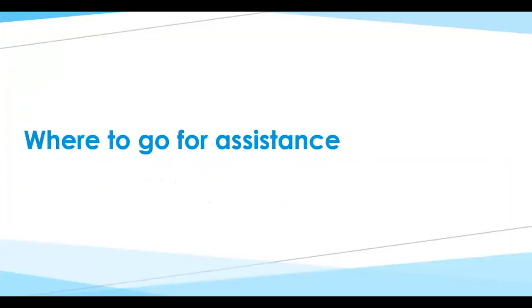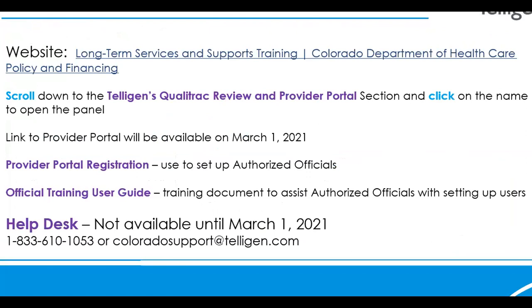And that really completes everything that I wanted to walk you through with our system. Again, this will be posted so that you have all these screenshots and everything for reference. But I do want to provide you a couple things on where to go for assistance. So again, here's that website, the Long-Term Services and Supports training page, where you can find our FAQs, our training information, user guides, things like that. That provider portal registration link, along with that official training user guide, is currently out there. And then that Qualitrac provider portal link to actually get to the portal and log in will also be available on that same page. The help desk will start and be available on March 1st. The phone number is listed there, along with the email address of how you can contact them if you have any questions when the system is live and need assistance getting through submitting a review, getting logged into the system, things like that.